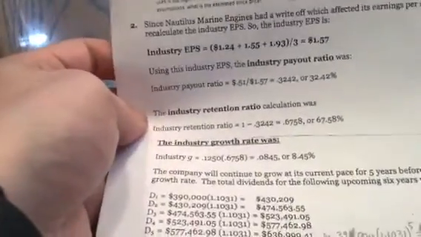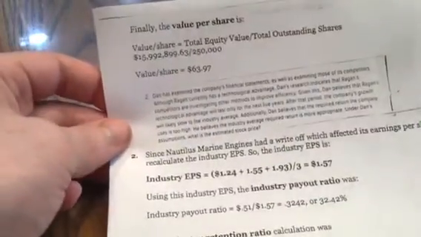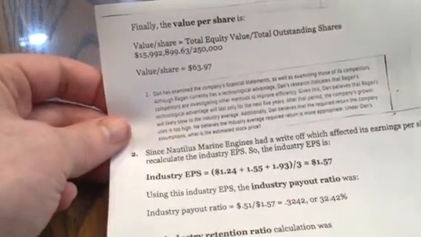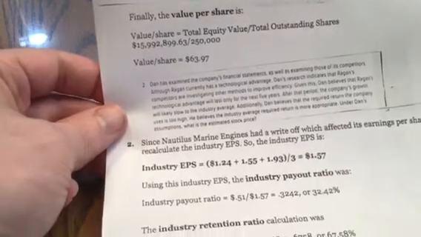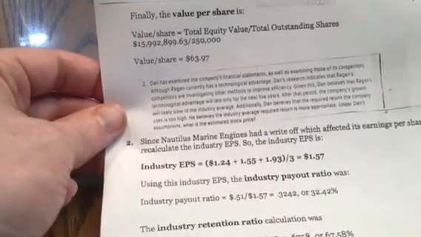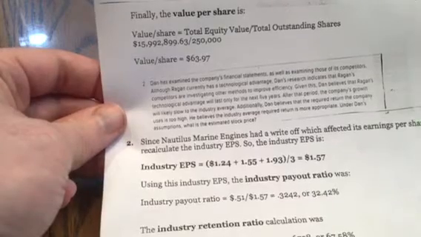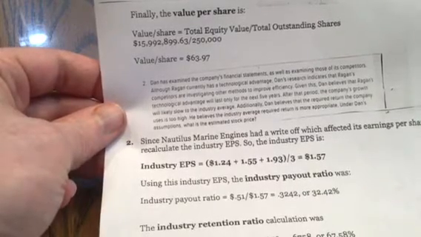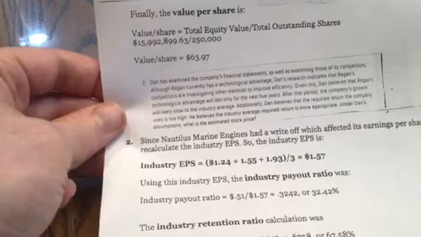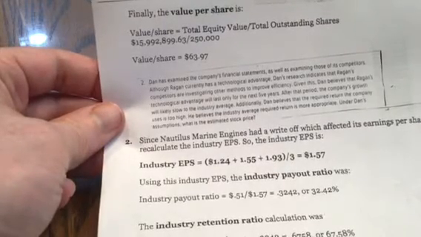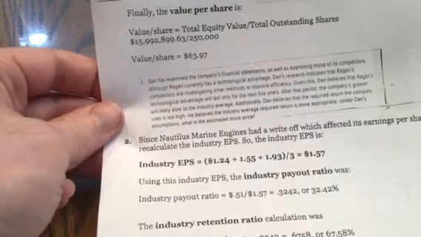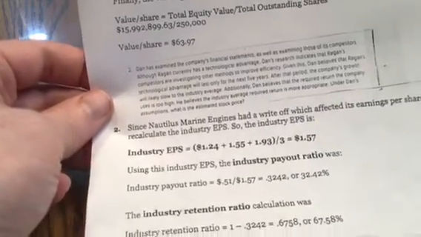Continuing on to the next one, we have the value per share, which is the total equity value divided by the total outstanding shares. So we take that number, 15,992,899.63, and divide it by total shares, which is 250,000, and we get $63.97.